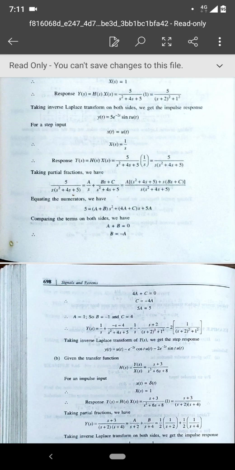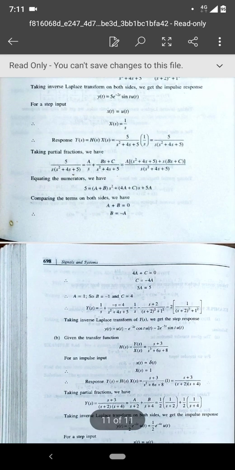One more last point is that there is a topic in your syllabus: what is the relation between causality and Laplace transform? You know what causality is. After finding the Laplace transform and seeing the ROC itself, you can tell whether it is a causal system or not.